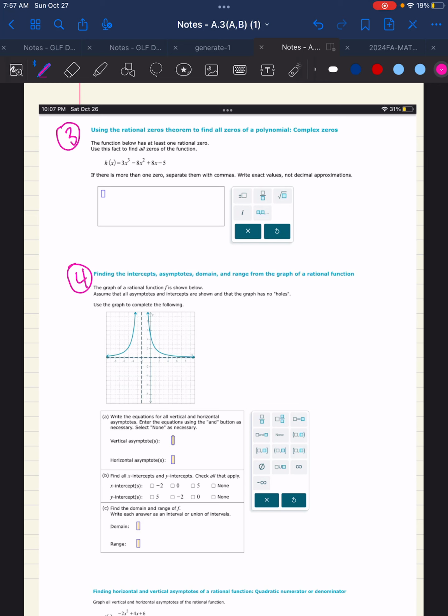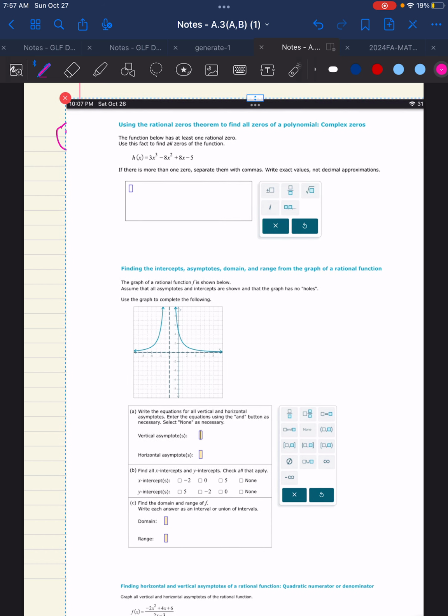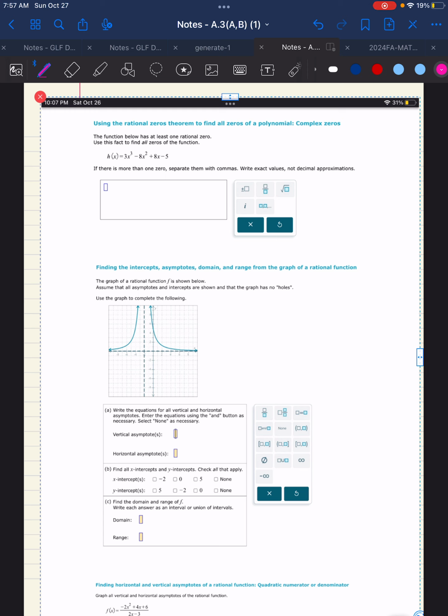All right, we are going to look at number 3. It says using the rational zeros theorem to find all zeros, so that's what our goal is. We're trying to find all the zeros. The function below has at least one rational zero. Use this fact to find all zeros of the function.